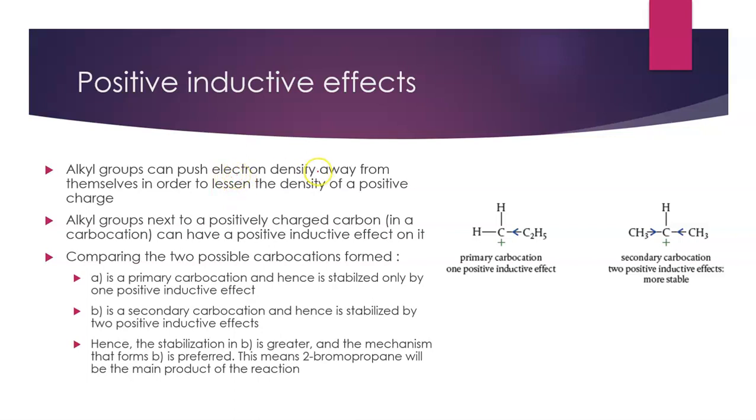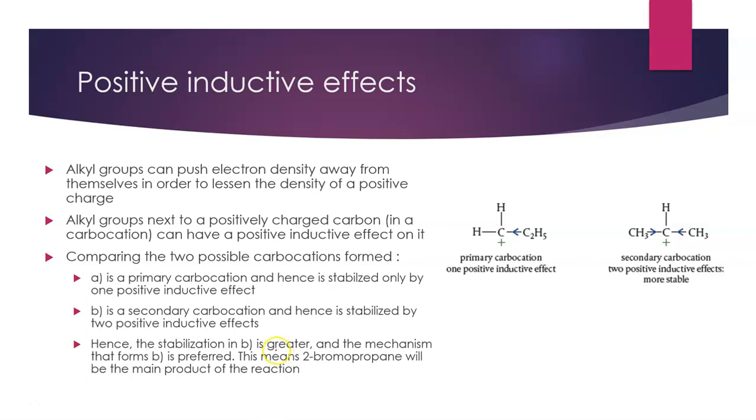These alkyl groups push electron density away from themselves to lessen the density of the positive charge. If we have alkyl groups next to the positively charged carbon, they have what we refer to as a positive inductive effect, a stabilizing effect. This means that a primary carbocation is stabilized by only one positive inductive effect. A secondary carbocation is stabilized by two inductive effects. So the stabilization in the secondary cation is greater, so the mechanism that forms the secondary carbocation will be preferred.